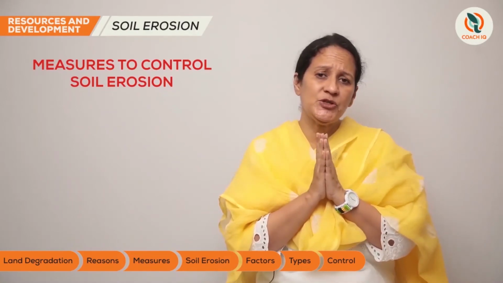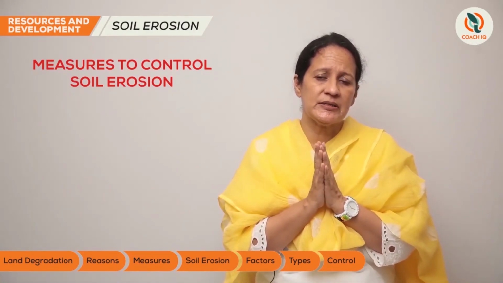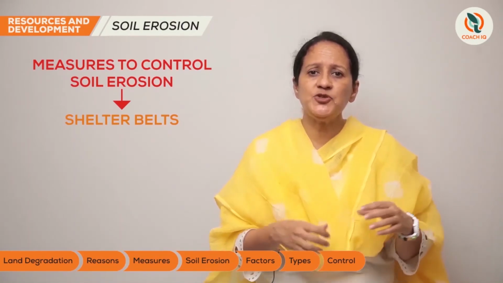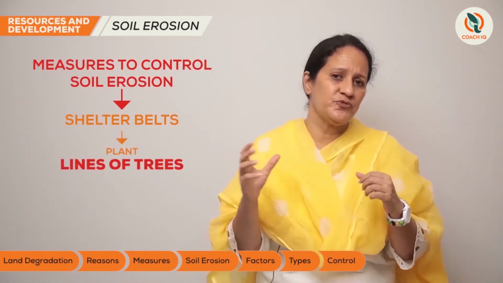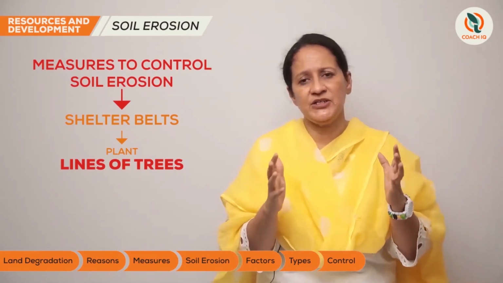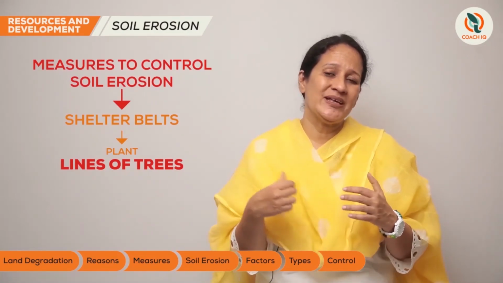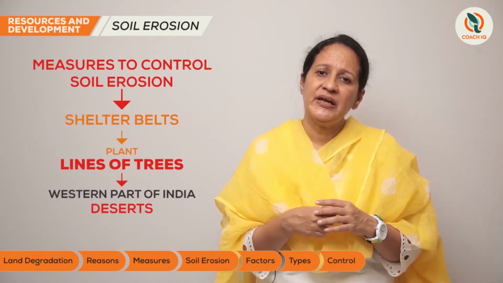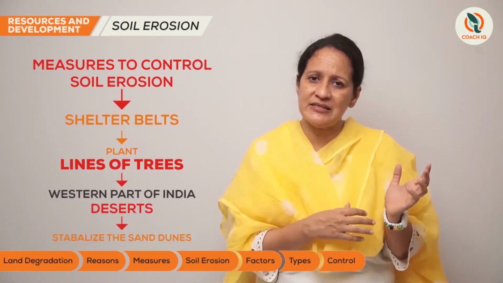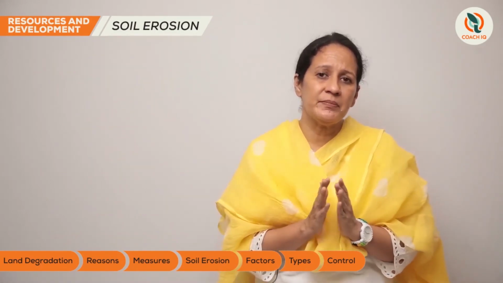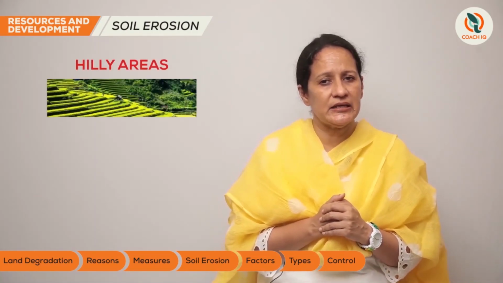The fourth way to restrict soil erosion is by planting shelter belts. That is, you plant lines and lines of trees and that will create a shelter belt. This is done in India in your western part, in the deserts, in order to stabilize the desert and the sand dunes. Now here what you have to remember is, how do you restrict soil erosion in the hilly areas?